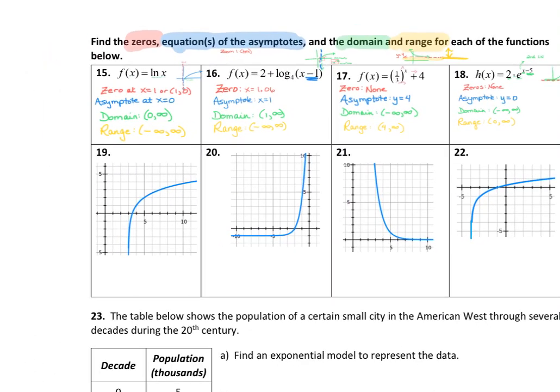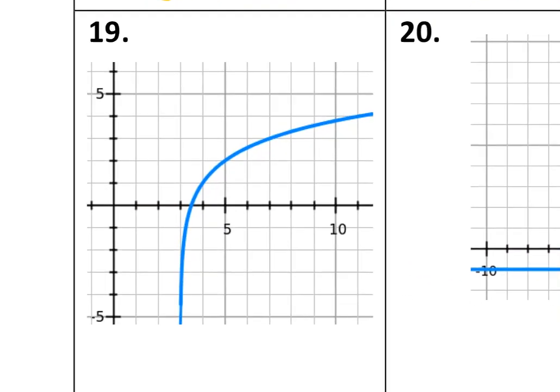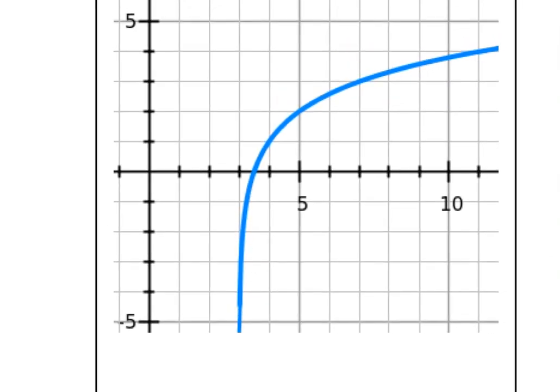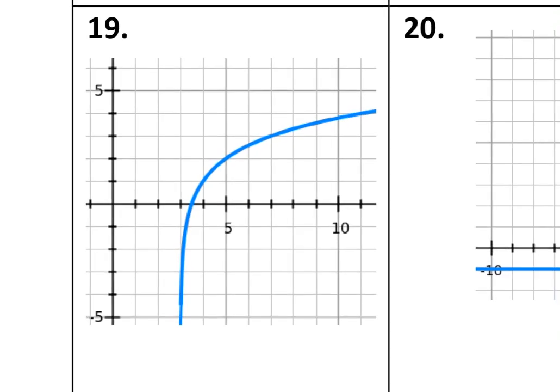Now, for the functions where you're given the graph, the first thing that you want to do is try to identify where the asymptote is, and decide if it's a vertical or a horizontal asymptote. You really want to look for which one looks more like it straightens out at some point. And so in this first graph in number 19, I see that there's an asymptote right here, a vertical asymptote here at x equals 3.